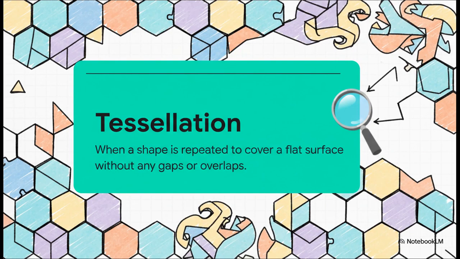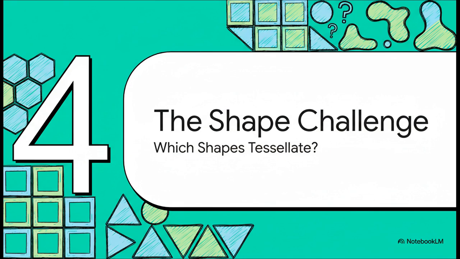And there's a really cool mathematical word for this whole concept, tessellation. A shape is said to tessellate if you can take a bunch of copies of it and cover a flat surface completely. It's like a perfect puzzle where every single piece is exactly the same. So, this brings up a really interesting question. Turns out, not all shapes are created equal when it comes to this. So, which ones can actually pass the tessellation test? Let's do a little shape challenge and find out.